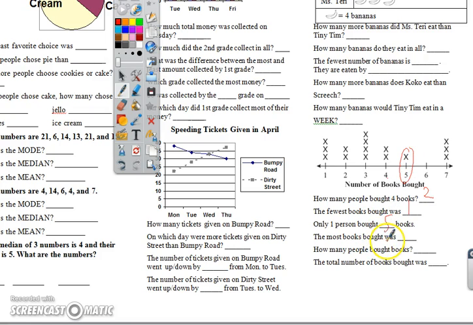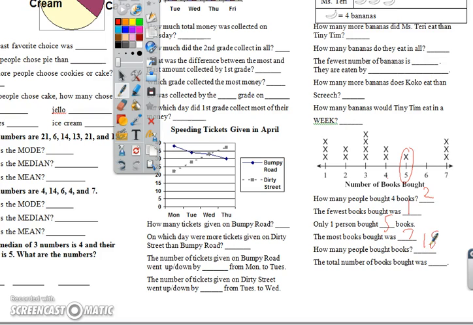The most books bought was, well, what's the most anybody bought? 7. I know if 4 people bought 3, but 7 books is more than 3 books. How many people bought books? I just count the X's. 1, 2, 3, 4, 5, 6, 7, 8, 9, 10, 11, 12, 13, 14, 15.